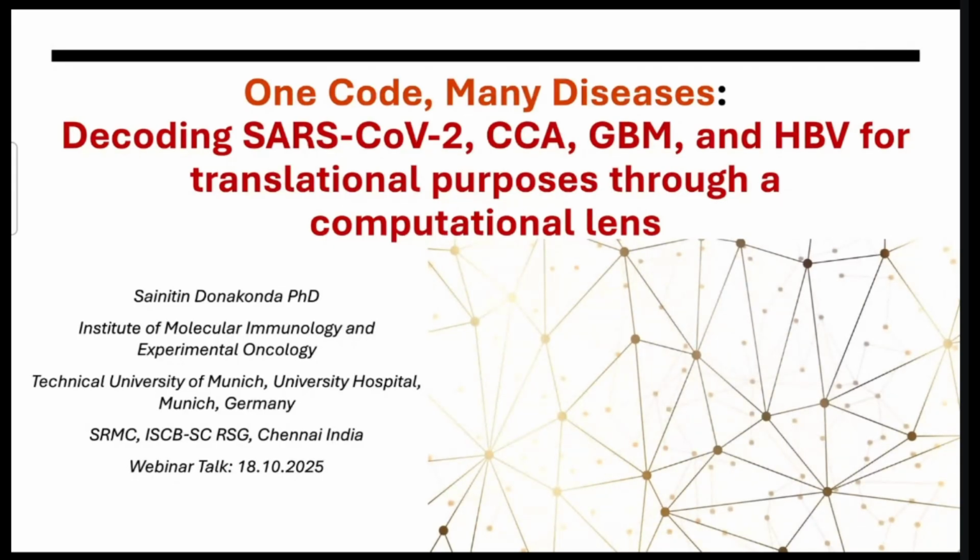So we essentially focus on HBV virus infection to understand the molecular mechanisms of the immune system in liver. And I also work on cancer-related projects using computational methods. So throughout this presentation, I will talk about 4 different diseases: SARS-CoV-2, Cholangiocarcinoma, GBM, and HBV, using computational approaches. How did we decode molecular mechanisms and targets which can help us to translate into the clinical side eventually?